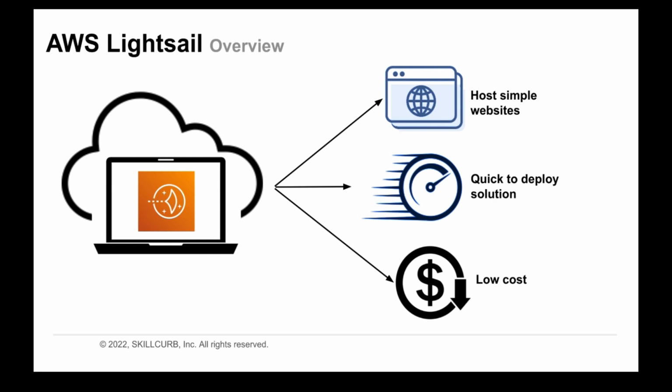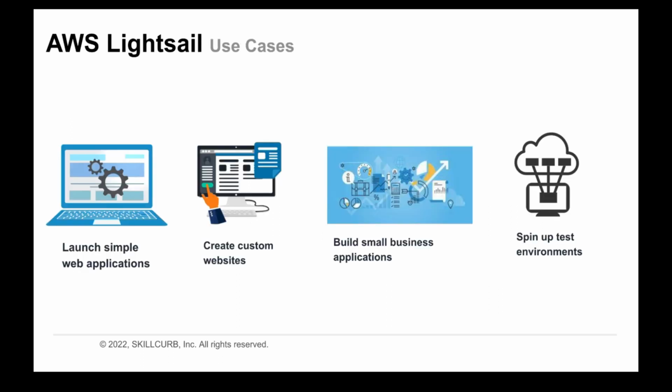It's widely used to host simple websites, small applications, and blogs because of its simplicity and small-scale use. You can run many Lightsail instances at the same time and have them interact with each other. Amazon Lightsail is a low-cost, quick-to-deploy solution for small projects and use cases. Now let's take a look at some of the use cases of AWS Lightsail.